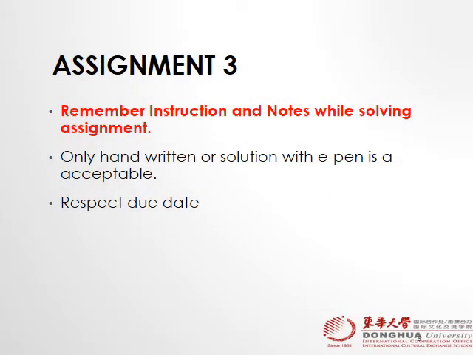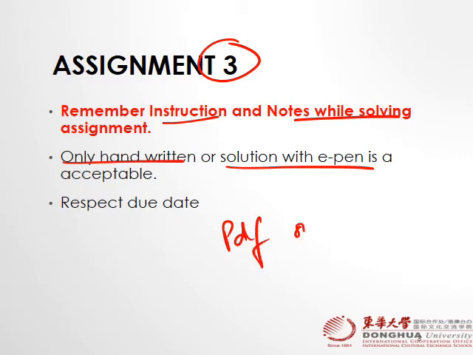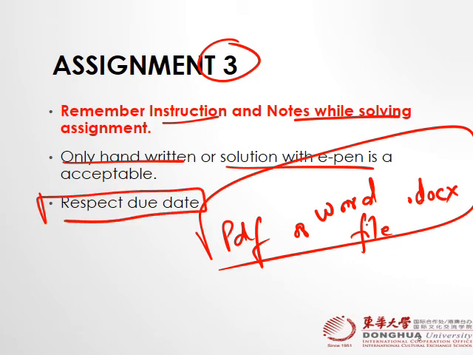So here we go. I will be uploading assignment 3 on our WeChat group and our Blackboard discussion forum as well. So remember the instructions and notes while solving the assignment. And remember that only handwritten solutions or solutions with ePen will be acceptable. Please make one PDF file, or you can take a picture of the assignment and paste it in a Word file, which is a .doc or .docx file. You can send it to me as well. And please let me remind you one more time, respect the due date, as the assignment constitutes 40% of your total evaluation for the subject.